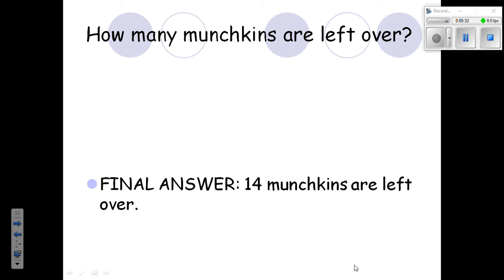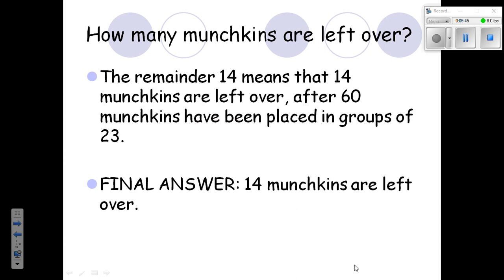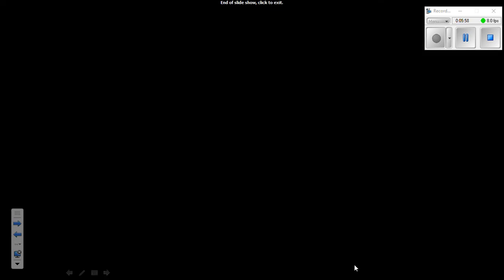But for a leftover problem, it's usually pretty easy, and it tells you straight away. It asks for how many are left over. And your answer is 14, because that's our remainder. The remainder 14 means that 14 munchkins are left over after we've evenly divided into groups. So our final answer is 14 munchkins.